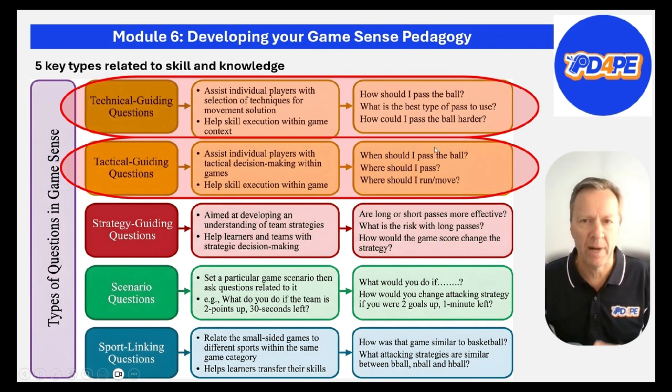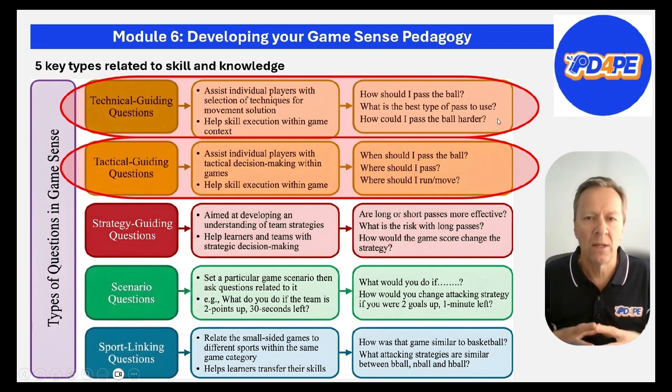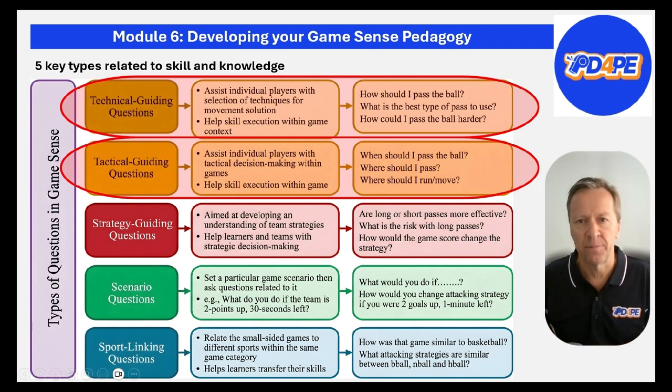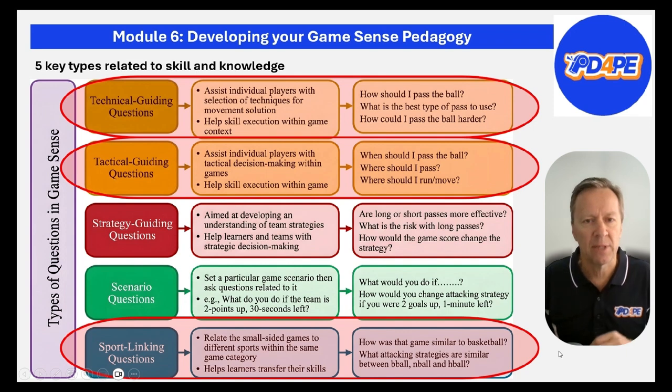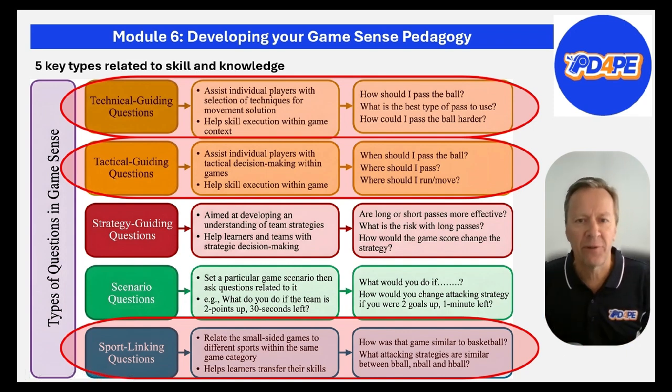So that is why we practice these two together, and that is why these two will be the predominant question type when our learners are learning about how to improve skill. The last one is very important as well, particularly if we're teaching in game categories and themes, and that is we might play a small-sided game and we want the students to be able to think, how does that apply to the different sorts of games?